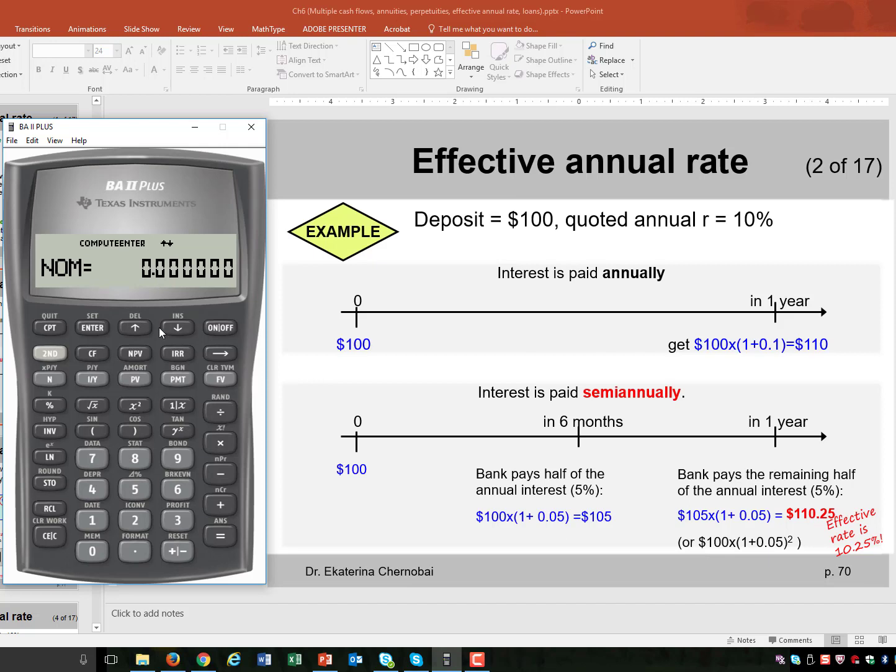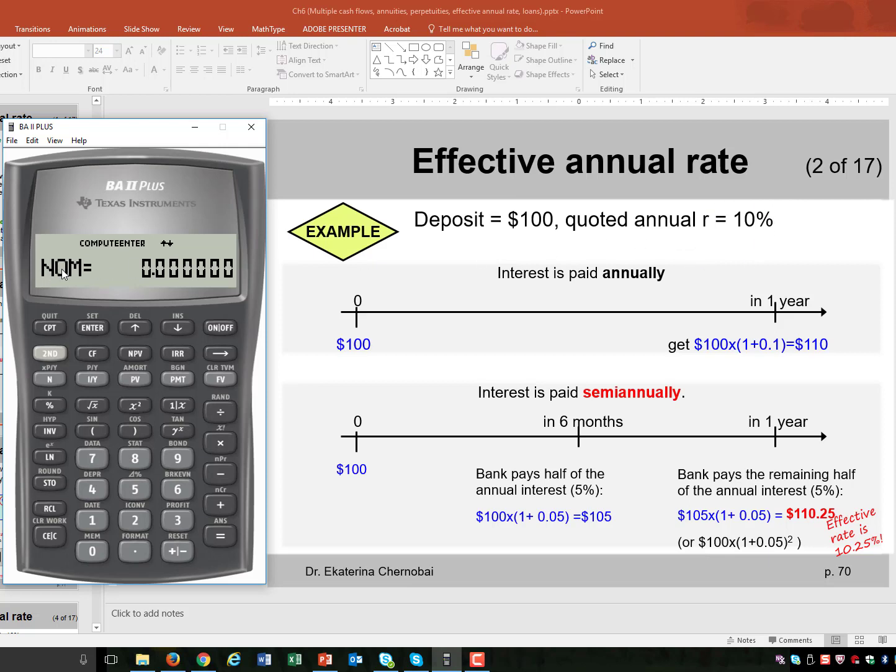Take a look at what the display shows. NOM. Press either the up or the down arrow key. Just keep pressing. You will see that the display switches between 3 things: NOM, EFF, and C over Y. So go back to where it says NOM. NOM stands for nominal. It's the same thing as quoted or stated rate, the one that's given, the one that does not reflect any additional interest on interest going on.